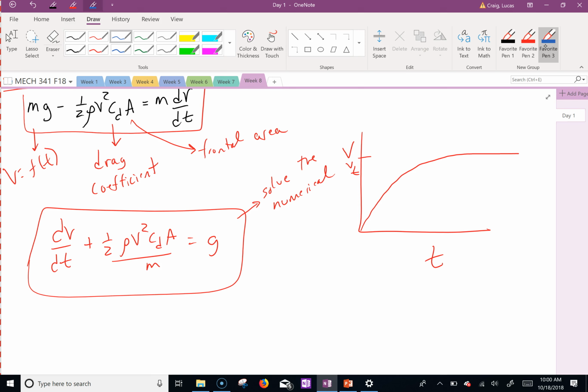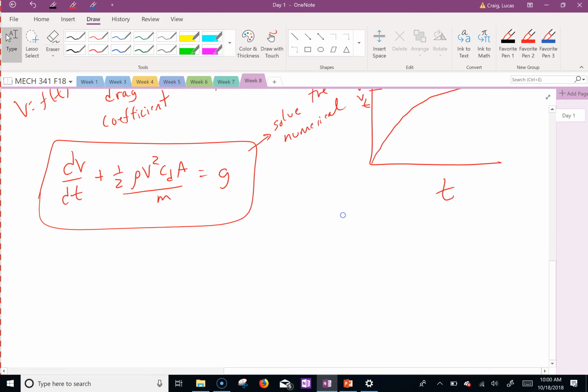So terminal velocity, we can find that right now. That's when the weight equals FD, because if those two equal each other, the thing's not accelerating anymore. So the weight is mg. This is 1/2 rho v squared CD times A.